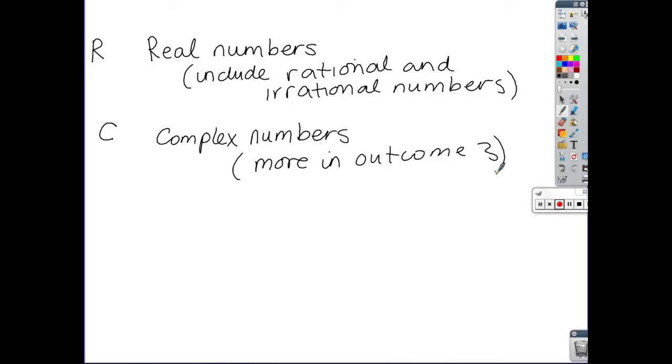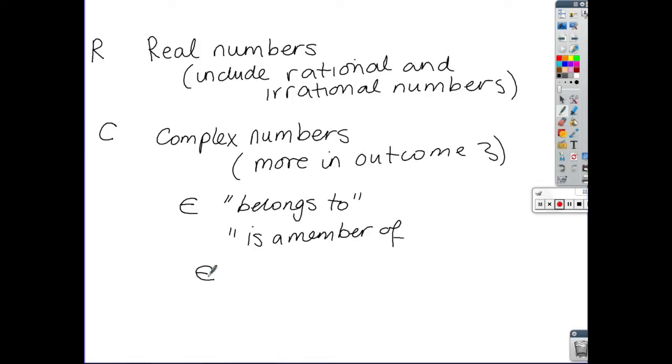Now we're going to use a lot of set notation, and the symbol ∈, this means belongs to, or is a member of. And ∉, ∈ scored out, means does not belong to, or is not a member of.